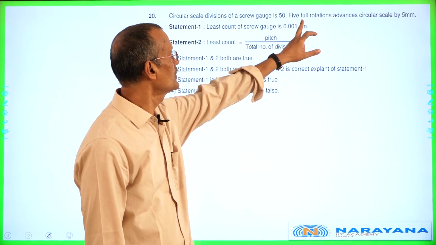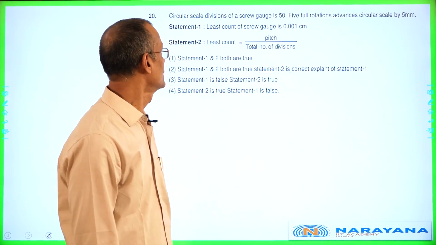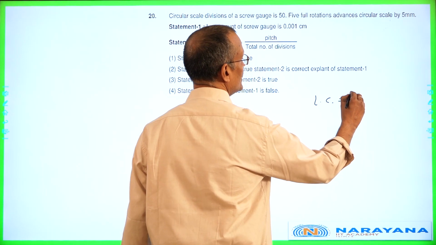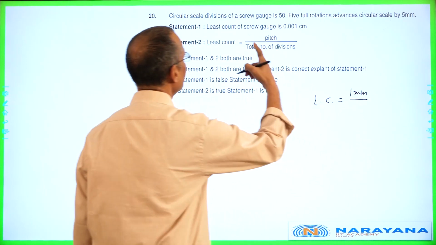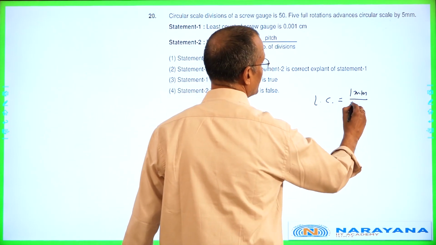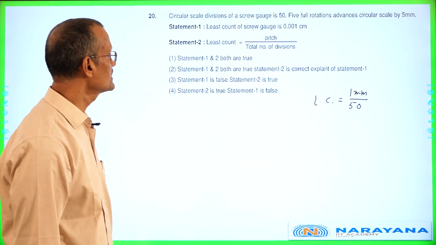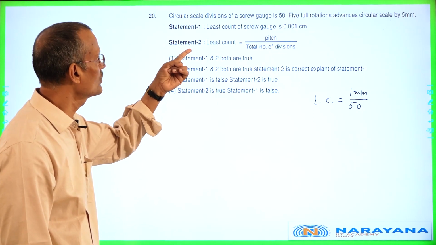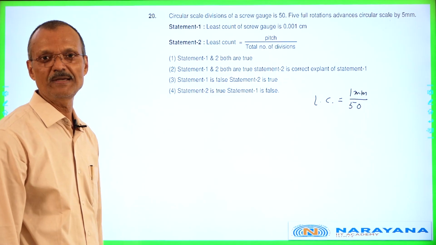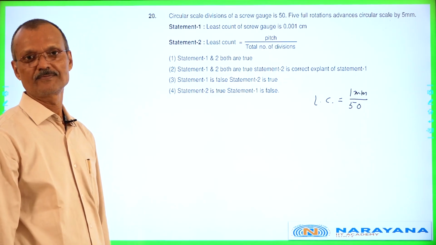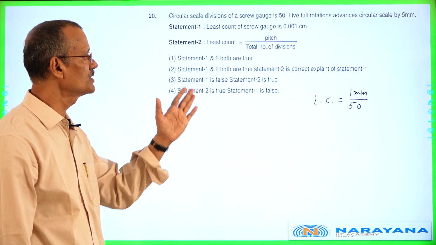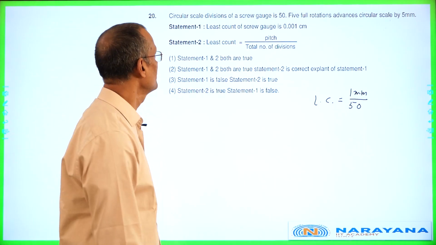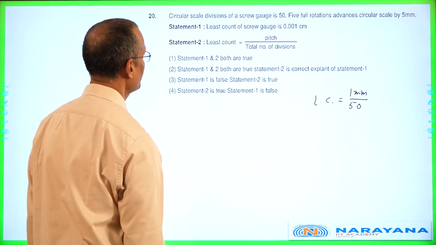When you are giving one complete rotation, it will move by 1 millimeter. So, your pitch will be 1 millimeter. The least count is pitch, 1 millimeter, by number of divisions on head scale or circular scale, which is 50. So, least count will be 1 by 50 millimeter. Statement 1, they had given you least count of the screw gauge as 0.001 centimeter, it is completely wrong. It will become 0.02 millimeter, means 0.002 centimeter. So, statement 1 is a wrong statement.